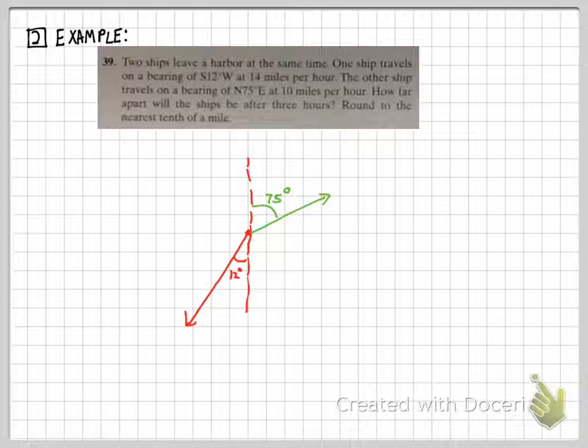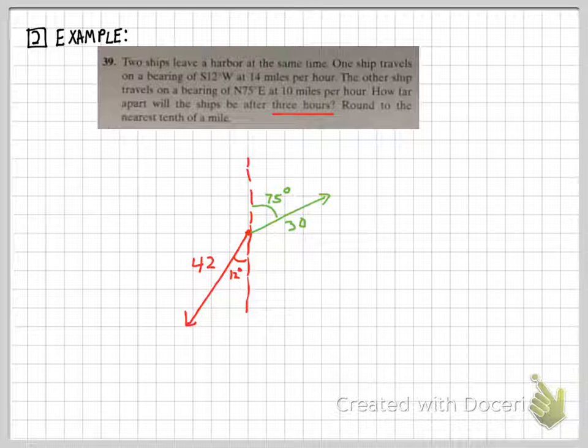They are going at different speeds. The first one goes at 14 miles an hour. The second one goes at 10 miles per hour. However, the duration of my trip is 3 hours. That's in the word problem. So this is a simple distance equals rate times time. If you went 14 miles per hour for 3 hours, this is going to be 42. And if you went 10 miles an hour for 3 hours, this is going to be 30. Those end up being lengths of a triangle.